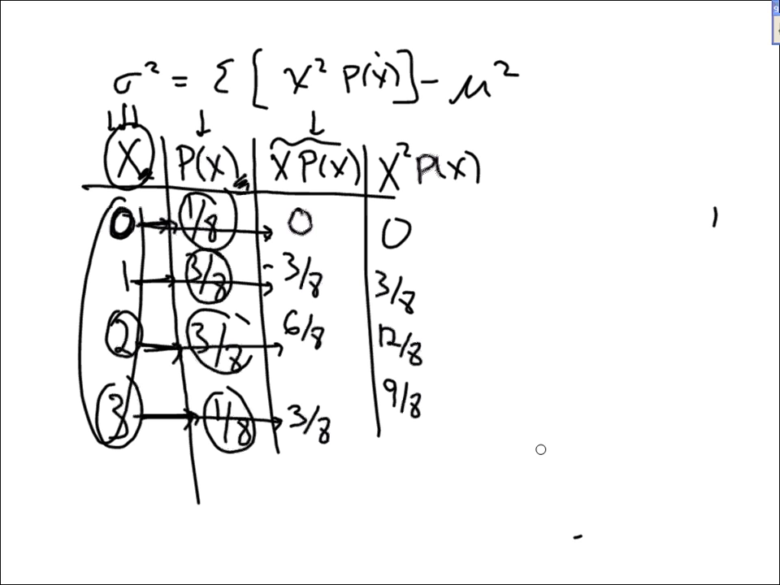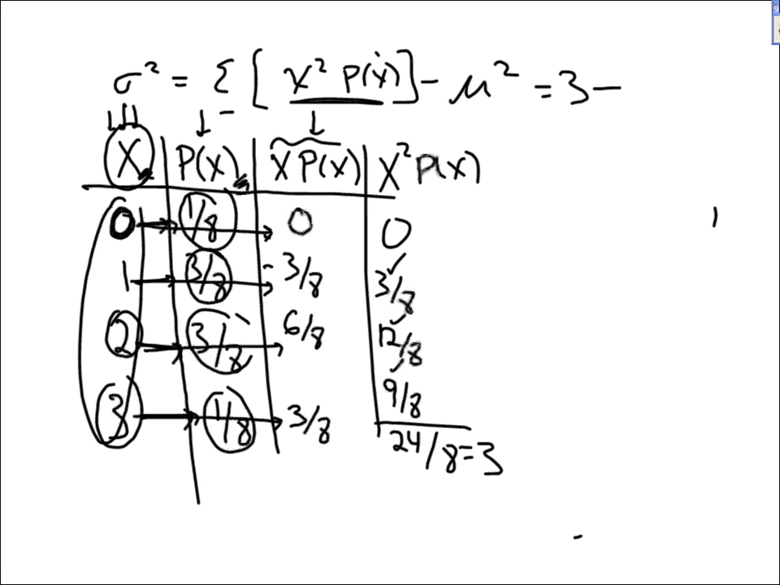And I'll show you why in a moment this is a good way of doing this. Everything's over 8. 3 plus 12 is 15, plus 9 more is 24. This is 3. So the summation of this is 3. Okay, 3, minus mu squared.